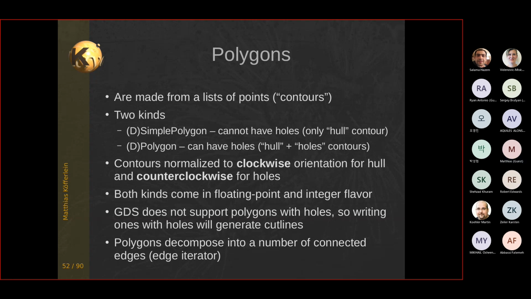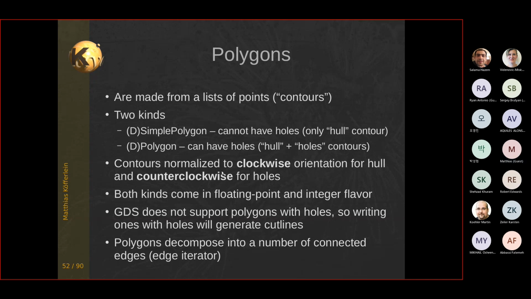Okay. As I mentioned, the contours, the point lists, are normalized to clockwise connection, but counterclockwise for holes. This enforces the rule I just mentioned, that for edges, the inside of the polygon is on the right side of an edge. And again, I have both objects in floating point and integer flavors.